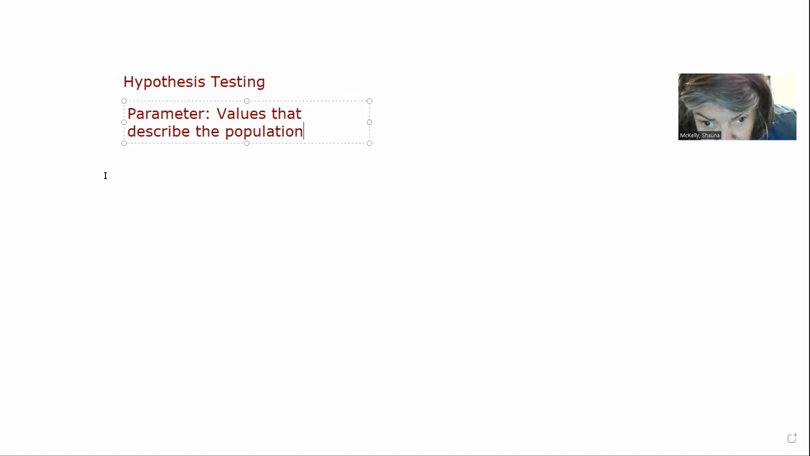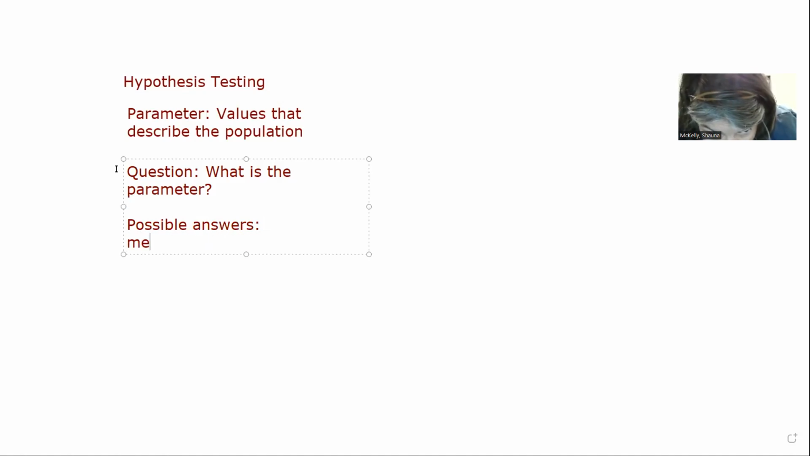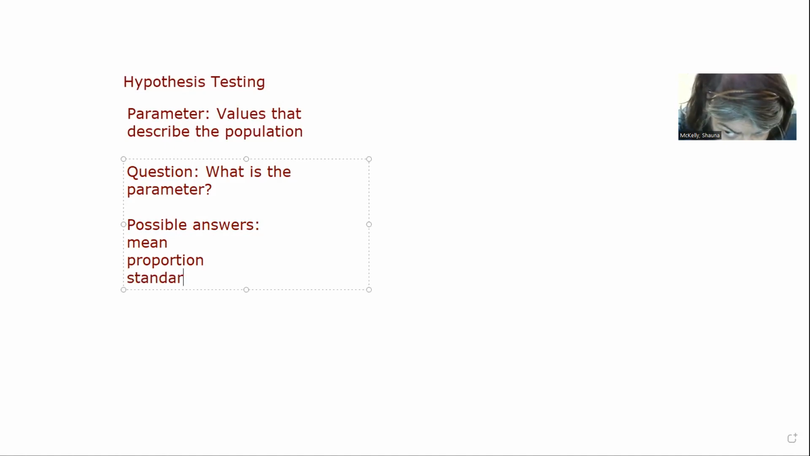So if the question is, what is the parameter, or identify the parameter, possible answers to this question are only four: mean, proportion, standard deviation, or variance. Those are the ones that we cover.